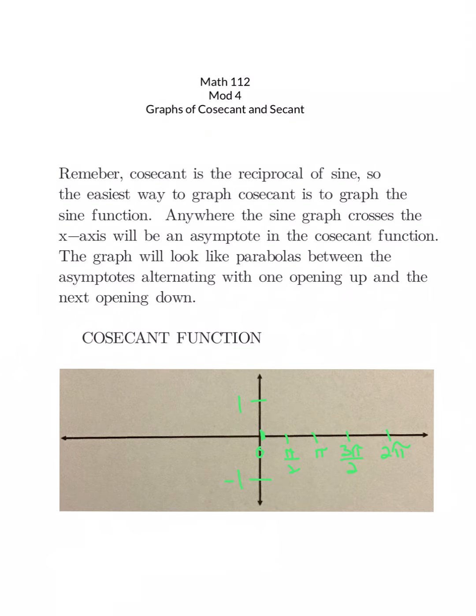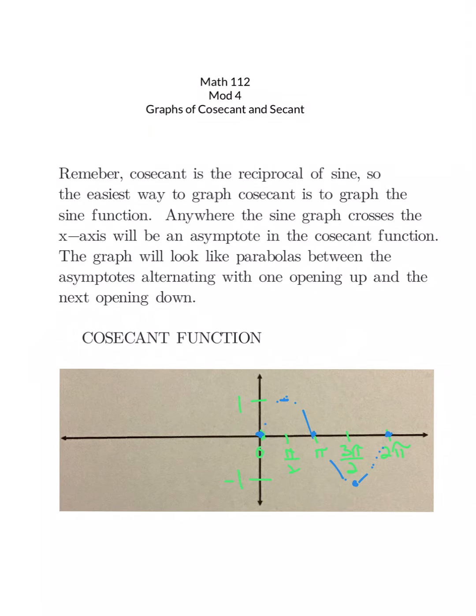So now to actually graph the sine function, remember it's at 0, 0, then it goes up to 1, back down to 0, down to -1, back to 0. So don't draw the full sine function, just sketch it in, do dotted lines, dashed lines, whichever way you want to think of it. So there's where the sine function would be.